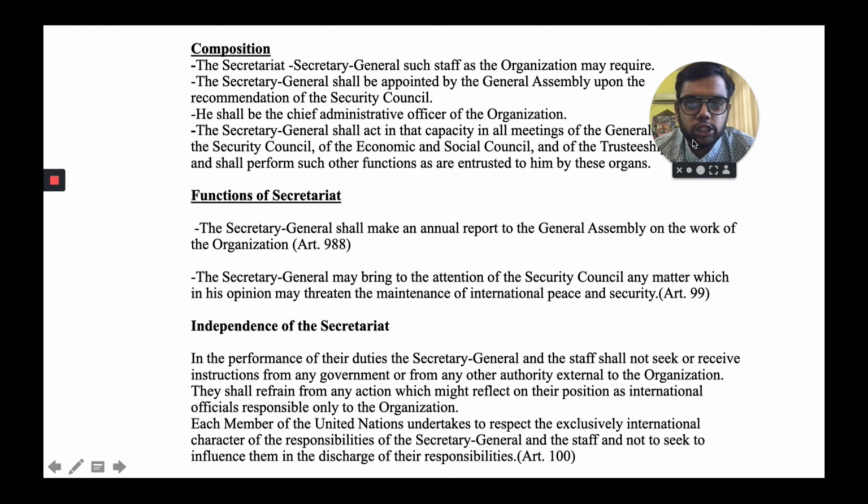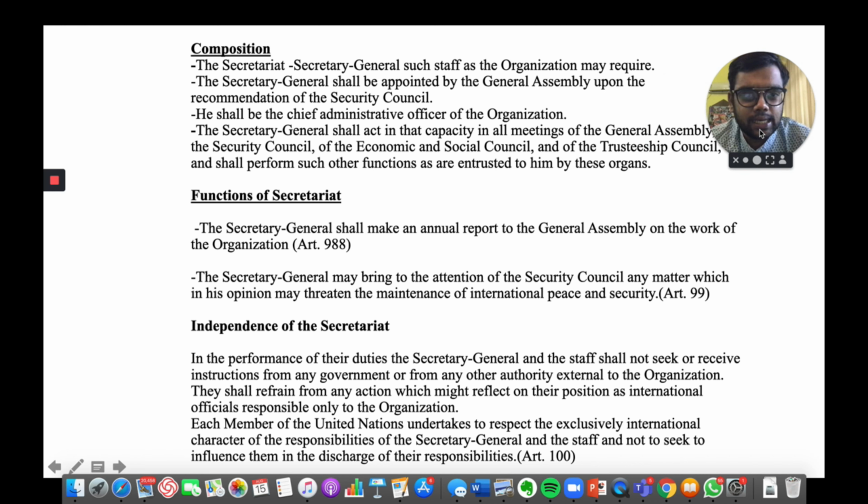The composition of the Secretariat is basically the staff as the organization may require. The Secretary General shall be appointed by the General Assembly upon recommendation by the Security Council. The SecGen shall be the chief administrative officer of the organization. He shall act in the same capacity in all the meetings of the different principal organs of the UN.